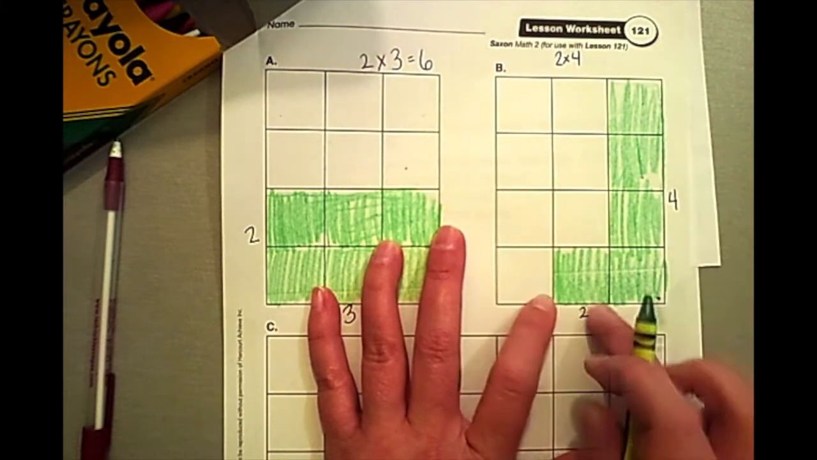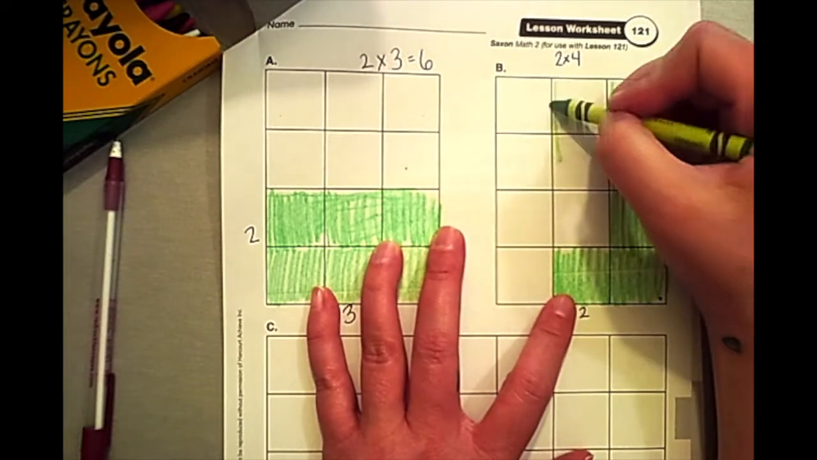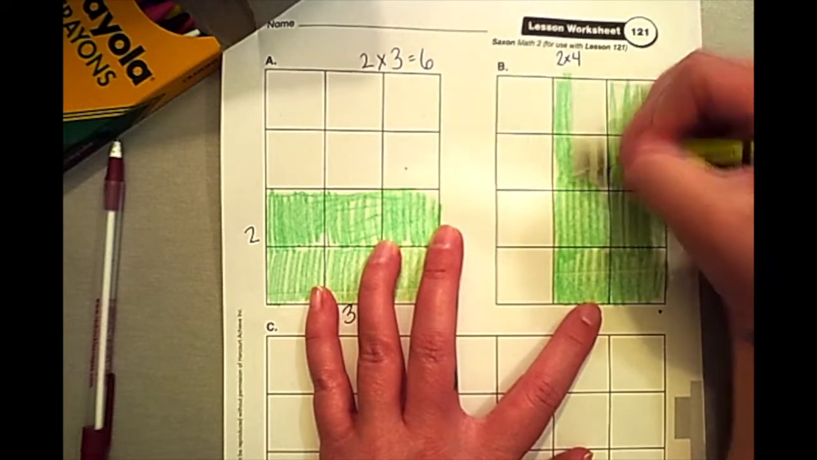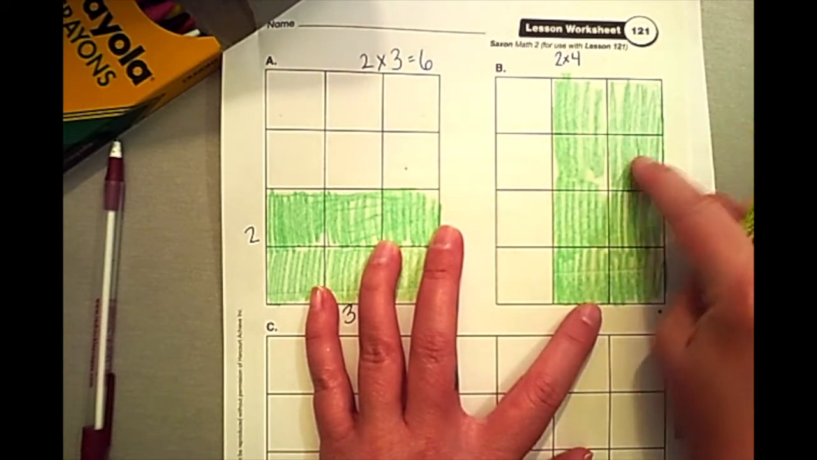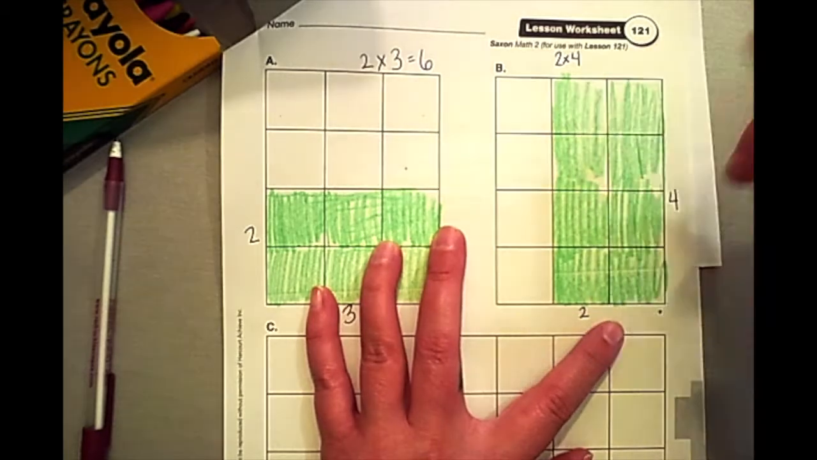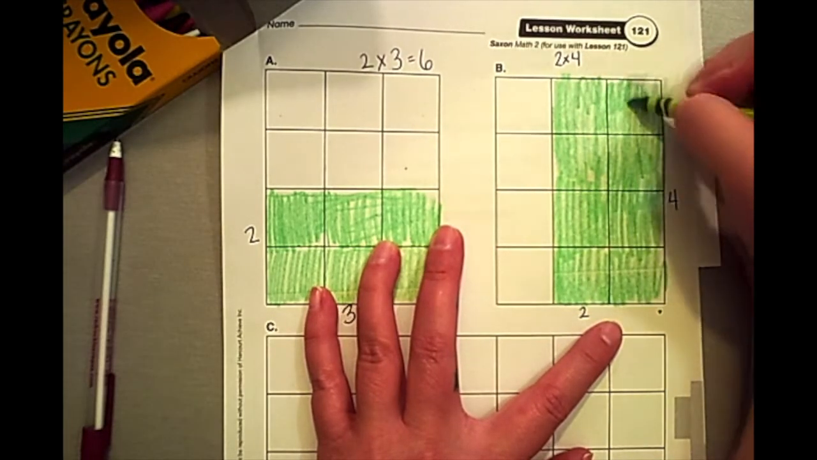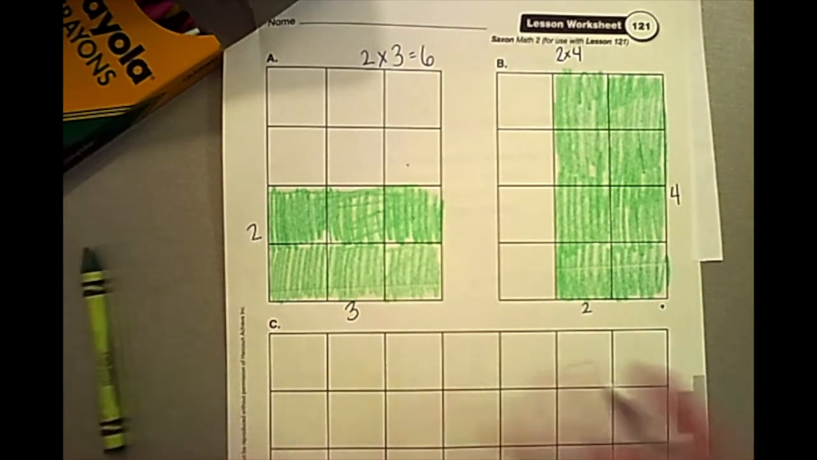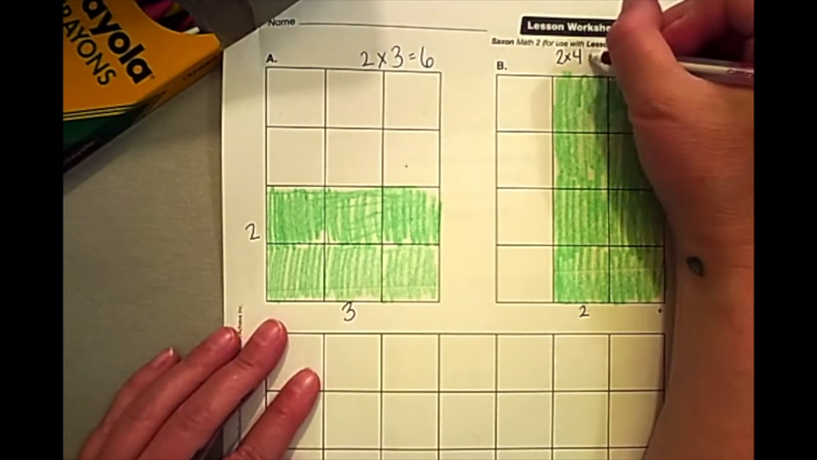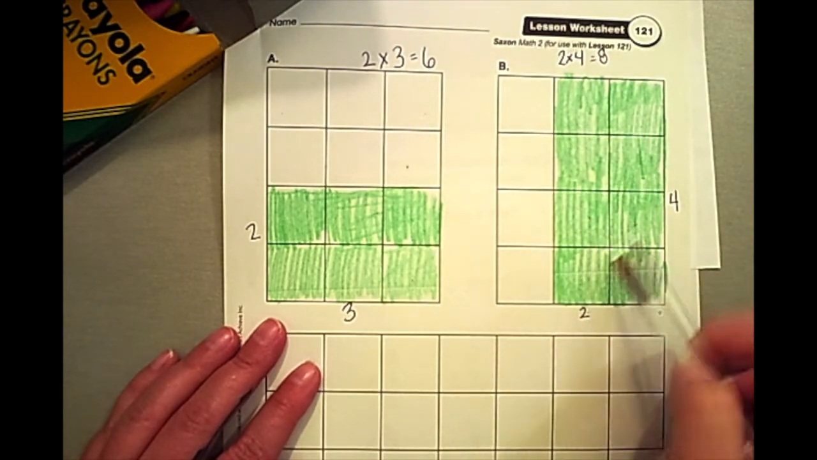So it's up 4, but this also needs to be colored because each one of these needs to have 2. So 1, 2, 1, 2, 1, 2, 1, 2, and then 1, 2, 3, 4, 1, 2, 3, 4. All right, so we have a 2 by 4 array, and we know that 2 times 4 equals 8, and there's 1, 2, 3, 4, 5, 6, 7, 8.